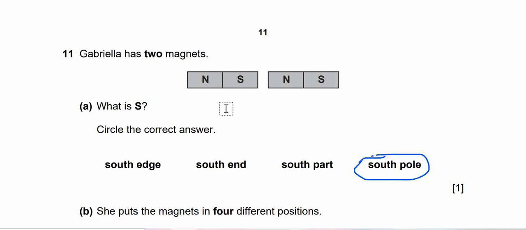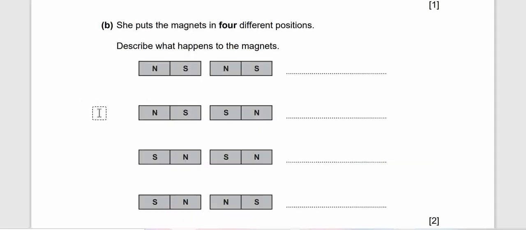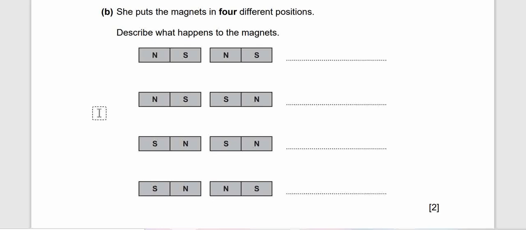N is north pole. Next, question B. She puts the magnets in 4 different positions. Describe what happens to the magnets: NS gap NS, then NS gap SN, SN gap SN, SN gap NS. N stands for north pole, S stands for south pole.